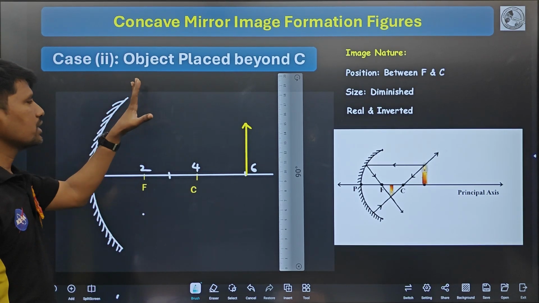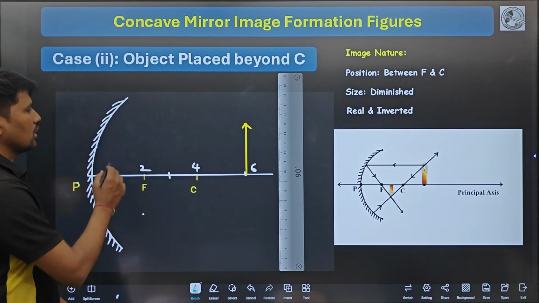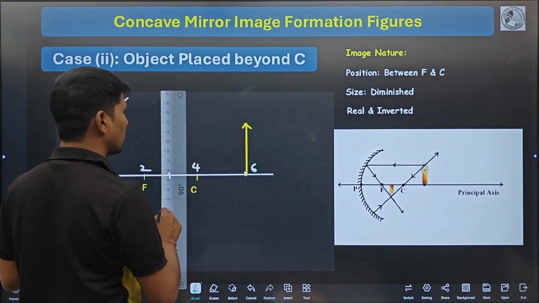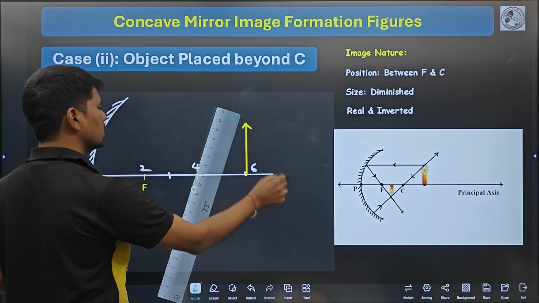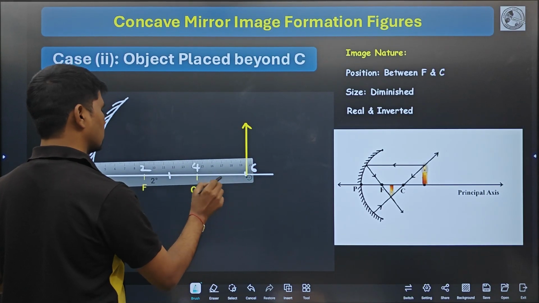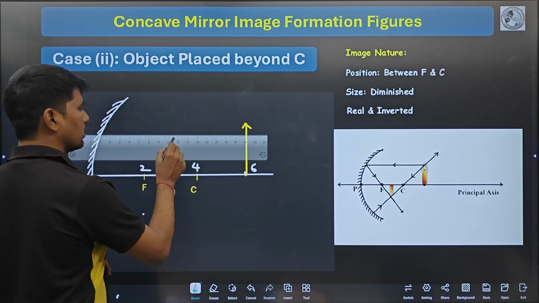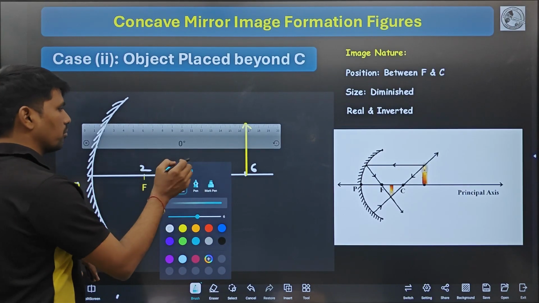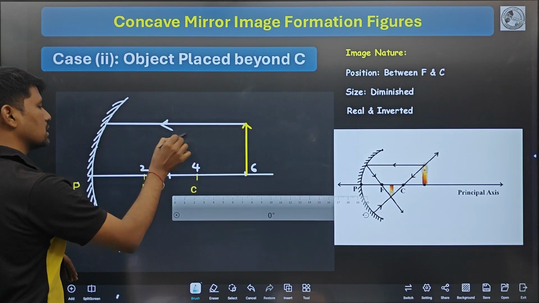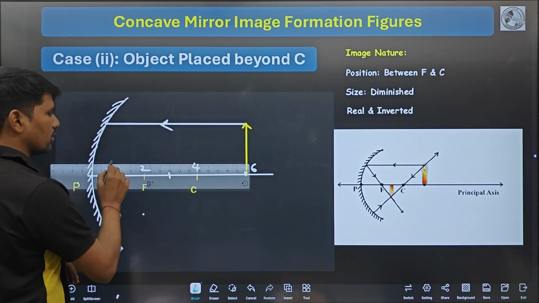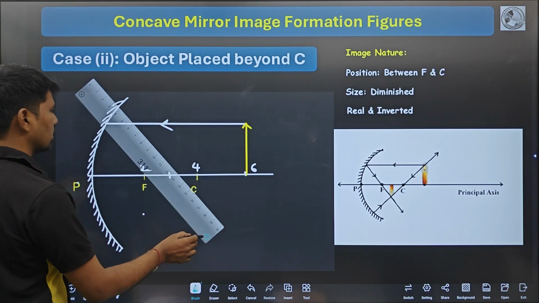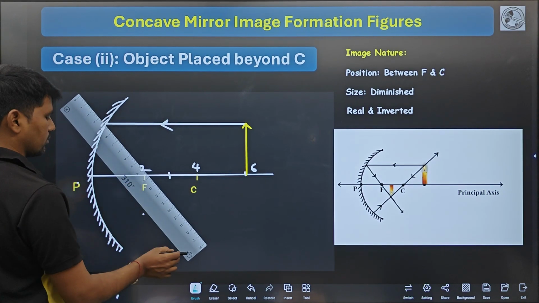To draw the image formation figure of the concave mirror with the object placed beyond C, what is the first ray rule? Ray 1 is the parallel ray. We draw the parallel ray from the tip of the object. The incident ray is parallel to the principal axis. After reflection, it passes through focus.